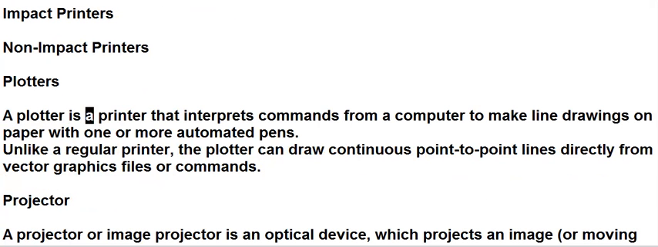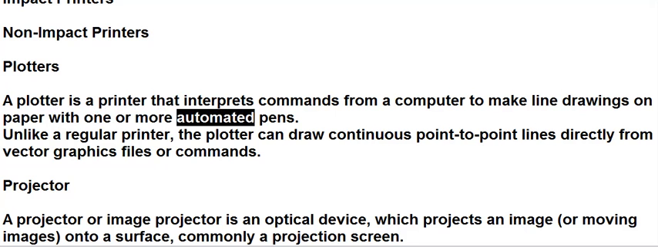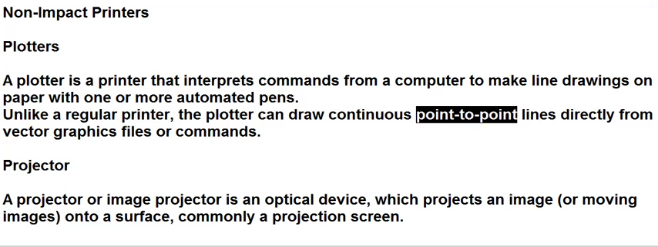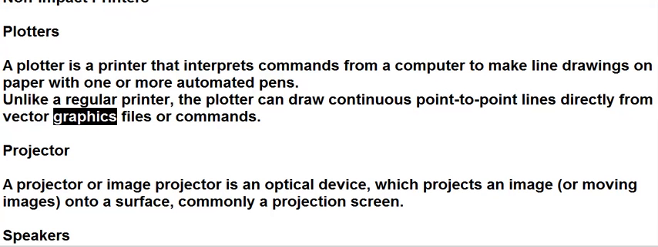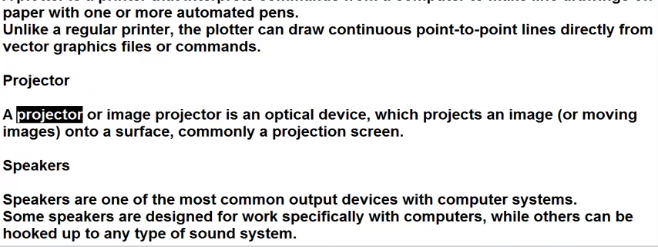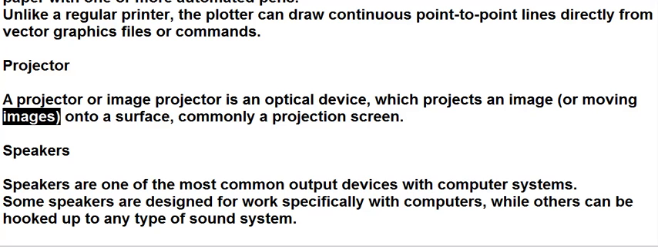Plotters. A plotter is a printer that interprets commands from a computer to make line drawings on paper with one or more automated pens. Unlike a regular printer, the plotter can draw continuous point-to-point lines directly from vector graphics files or commands. Projector. A projector or image projector is an optical device, which projects an image, or moving images, onto a surface, commonly a projection screen.